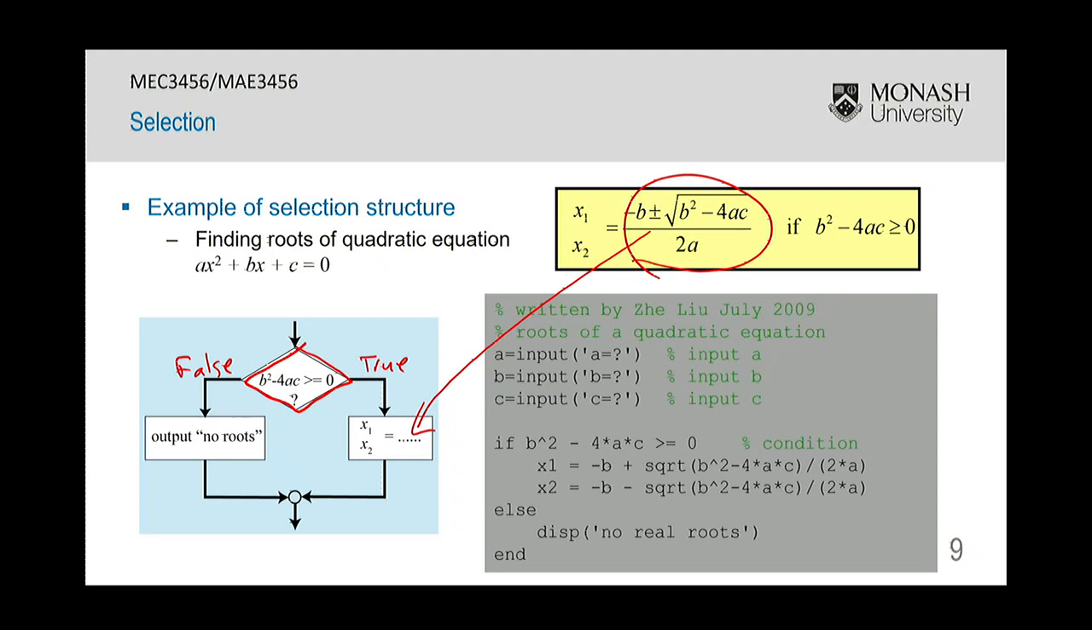And here's a bit of code that does that. So here's the if, the else, and the end. So if this is greater than 0, then this is our true block. Else, that is our false block.